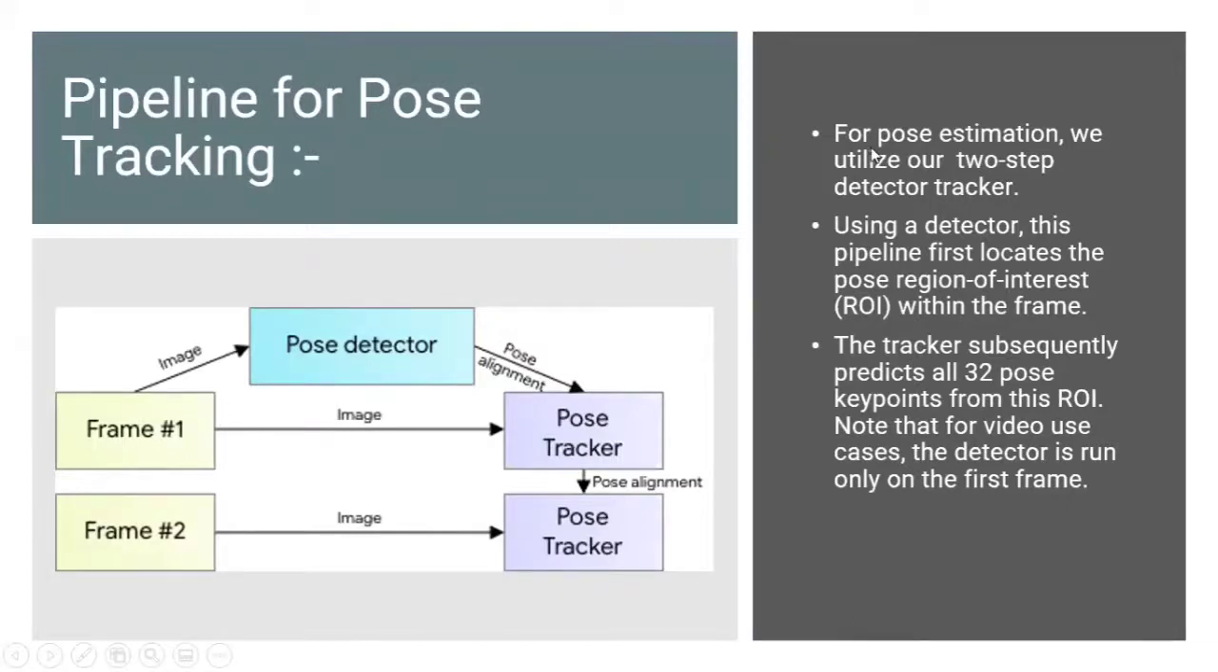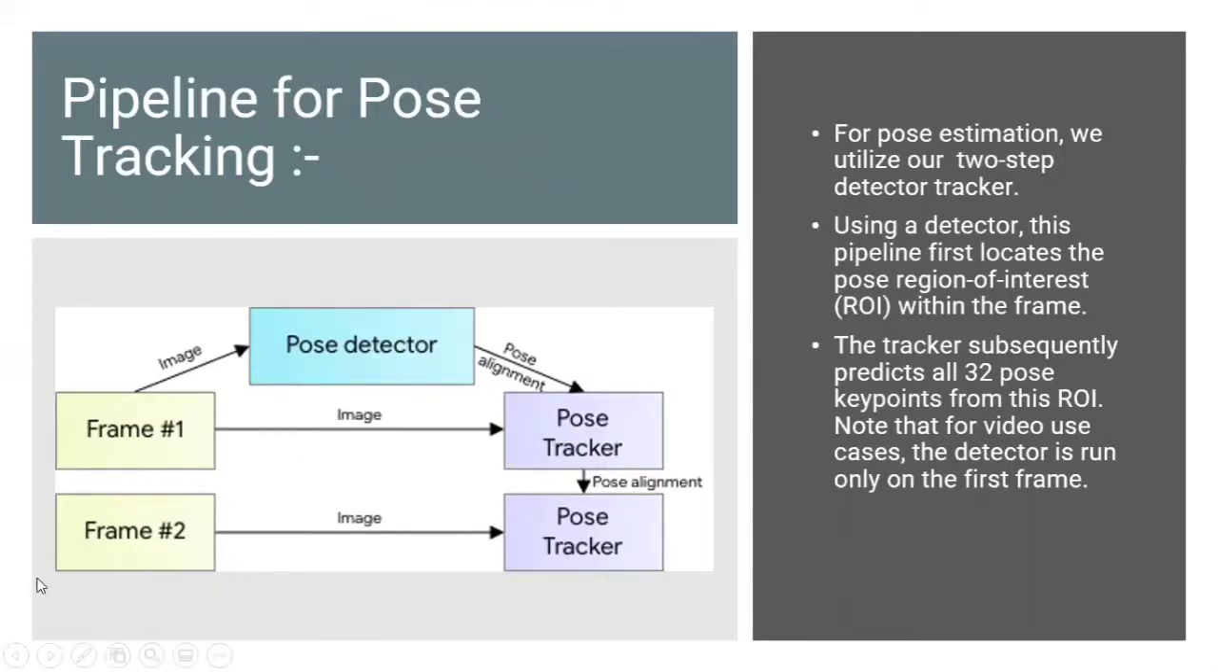For pose estimation, we used a two-step detector. First, if you give an input image as frame one, the pose detector will detect the pose, read the entire pose element, and send it to the pose tracker.